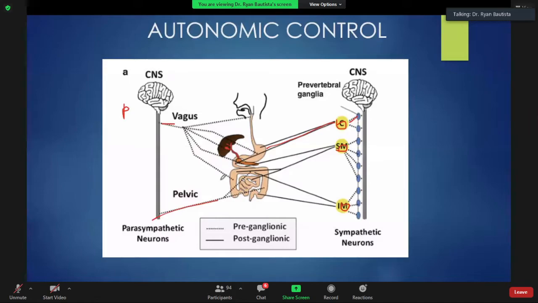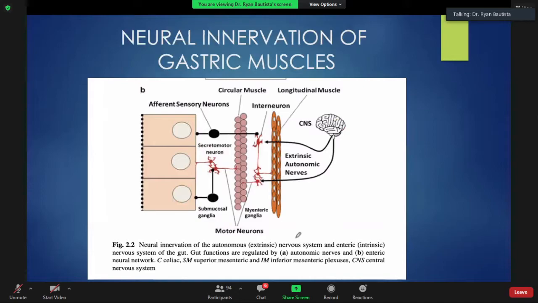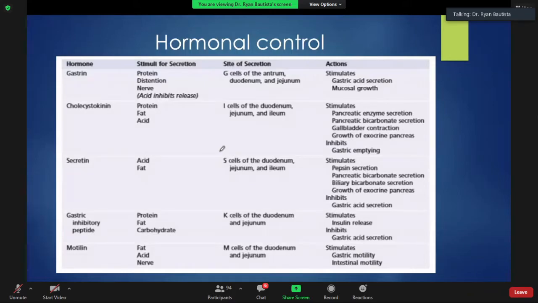Okay, so this is the innervation of your gastric muscles. As you can see, you have your circular and longitudinal muscle, and they talk to each other via your interneurons. They are mediated by your myenteric ganglia, or Auerbach's ganglia. Okay, so I think I have 3 questions here. What controls the peristalsis of your GI tract? First and foremost, your gastrin. Gastrin is secreted by the G cells, mostly in the antrum of your stomach.